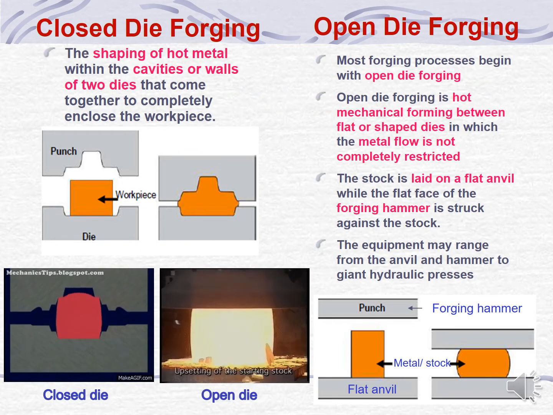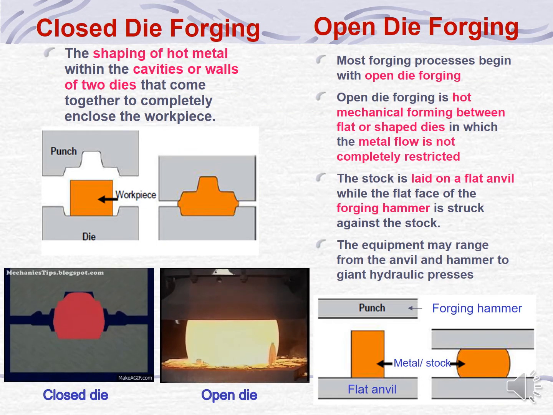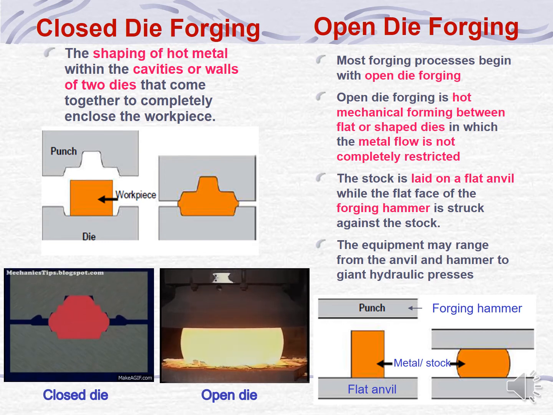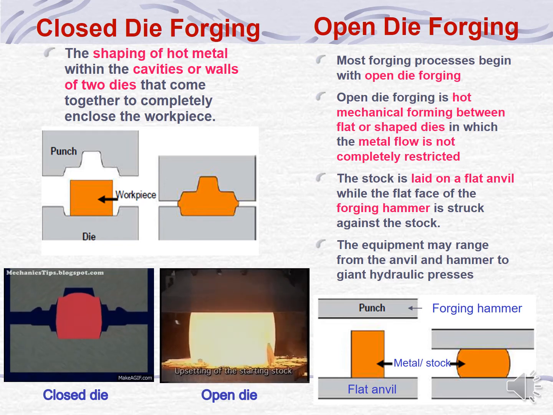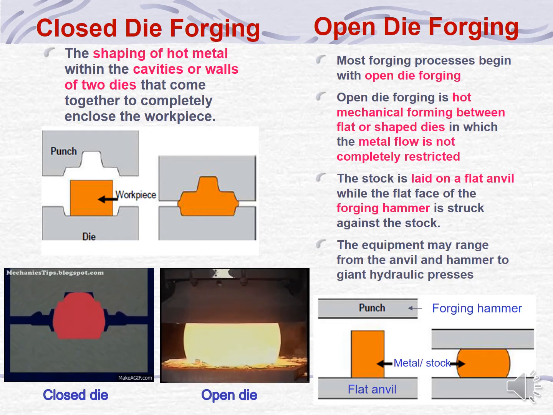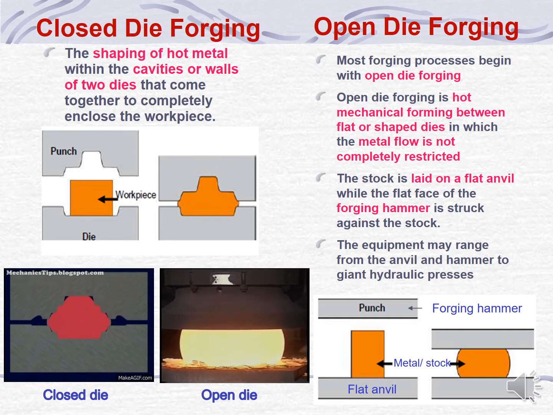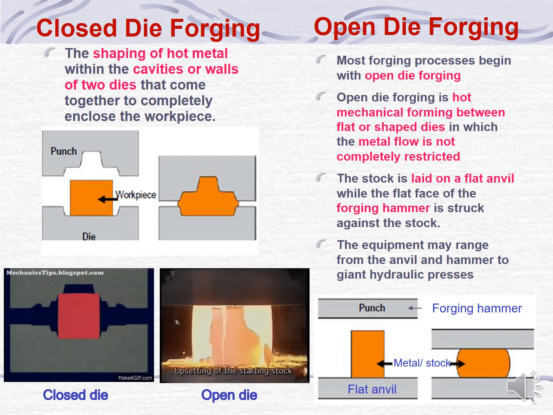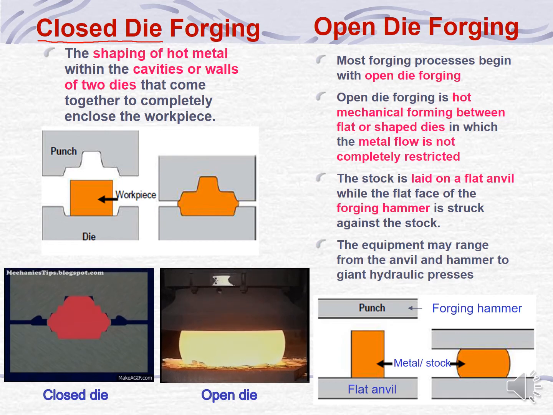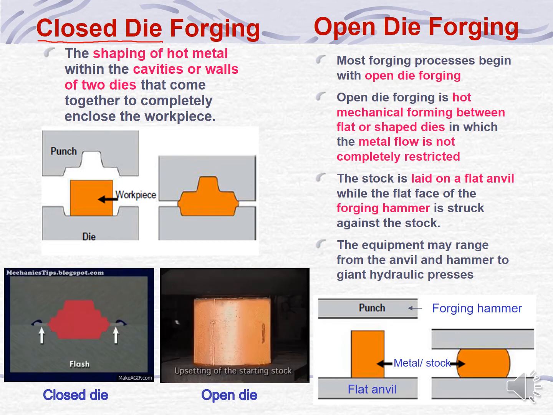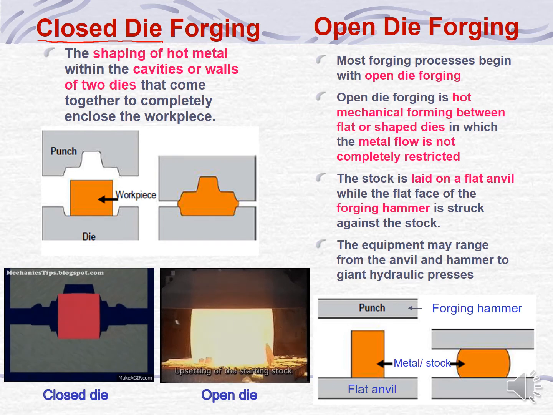Okay, for this, we are still in the forging process. This forging process can be grouped into the shape, the variety of the die. Okay, the first one is closed die. What is the closed die forging?